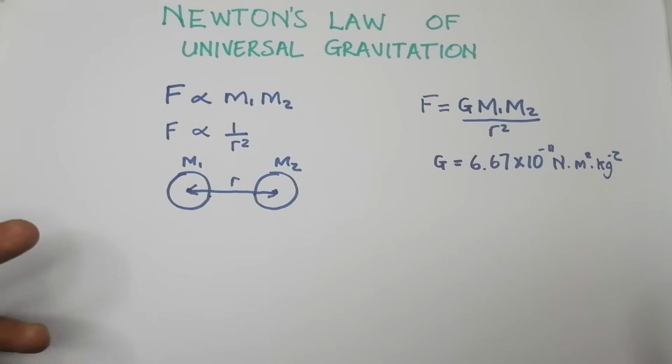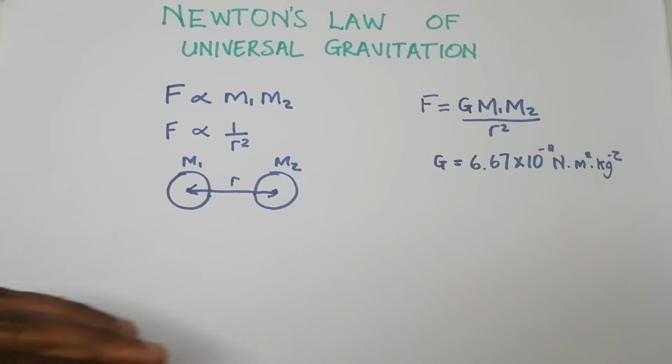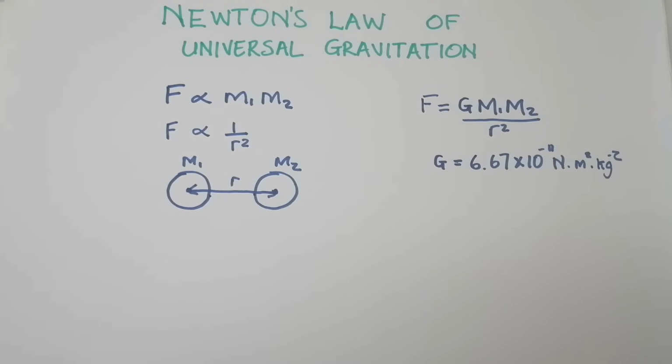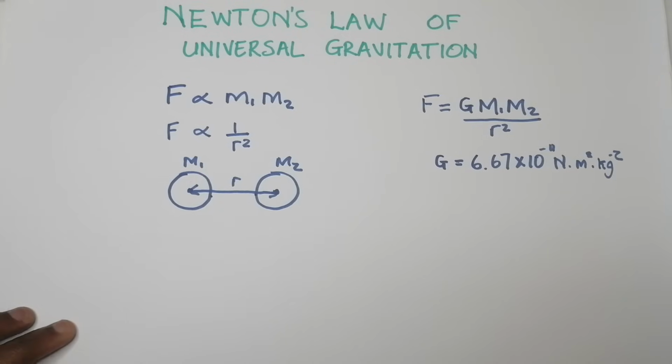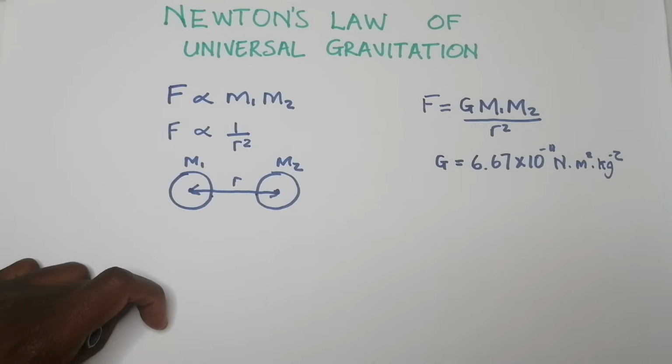unlike charges and like charges, that unlike charges attract and like charges repel, right? But here we are simply dealing with mass, which does not have any polarity. There's no positive or negative mass. And that is why we always say it will be a force of attraction. So now I want you to think about the significance of this.